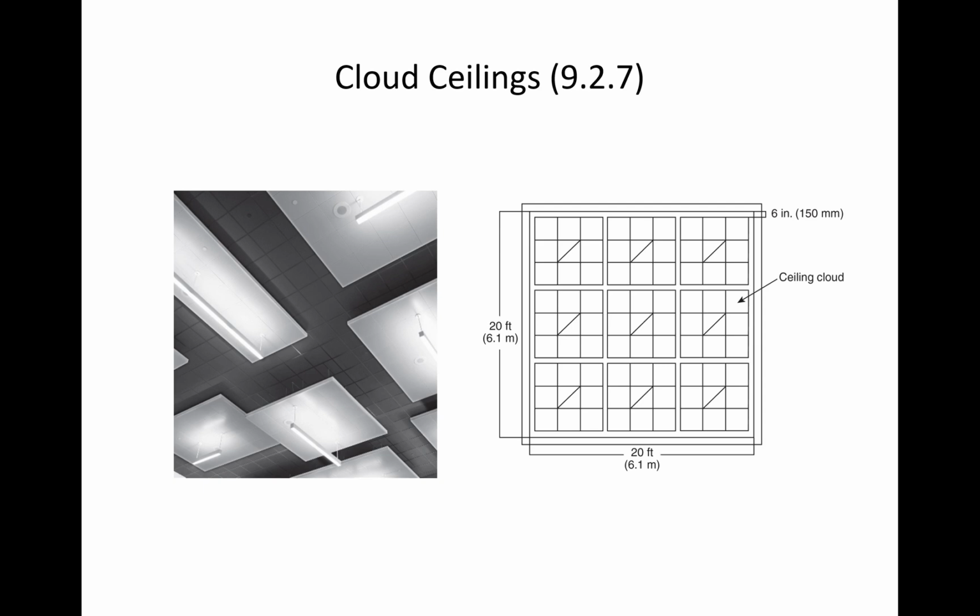Next, for cloud ceilings, sprinklers can be omitted above the cloud ceiling if it has openings with a combined total area of not more than 20% of the ceiling. So the open area is less than 20% of the ceiling. In this case, sprinklers can be omitted from above the cloud ceiling if it is of non-combustible construction or limited combustible construction.